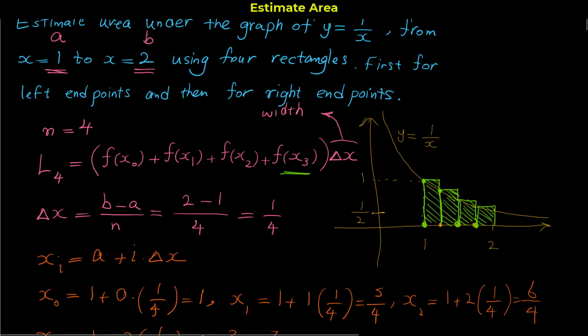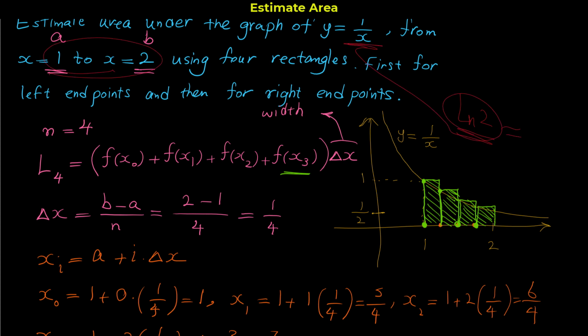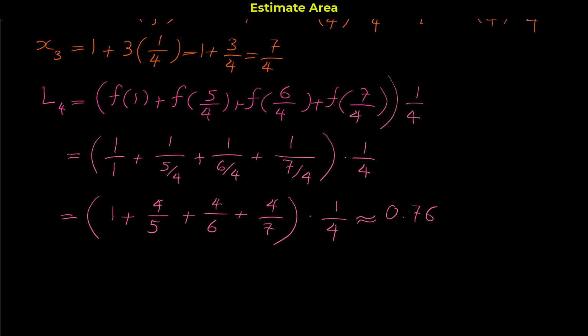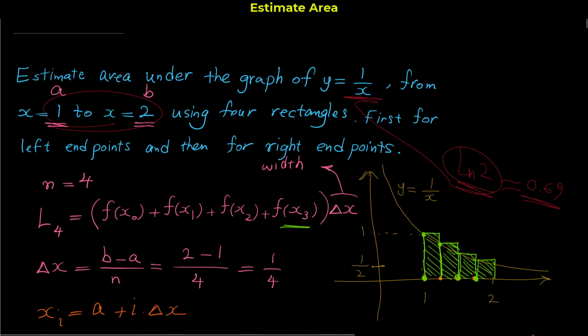Later, when we learn integration, we will see that the actual area is ln of 2. So the actual area under the curve of 1 over x from 1 to 2 is ln of 2, which is almost 0.69. So this is the actual value. Our estimate was 0.76, which is an overestimate, as you can see.